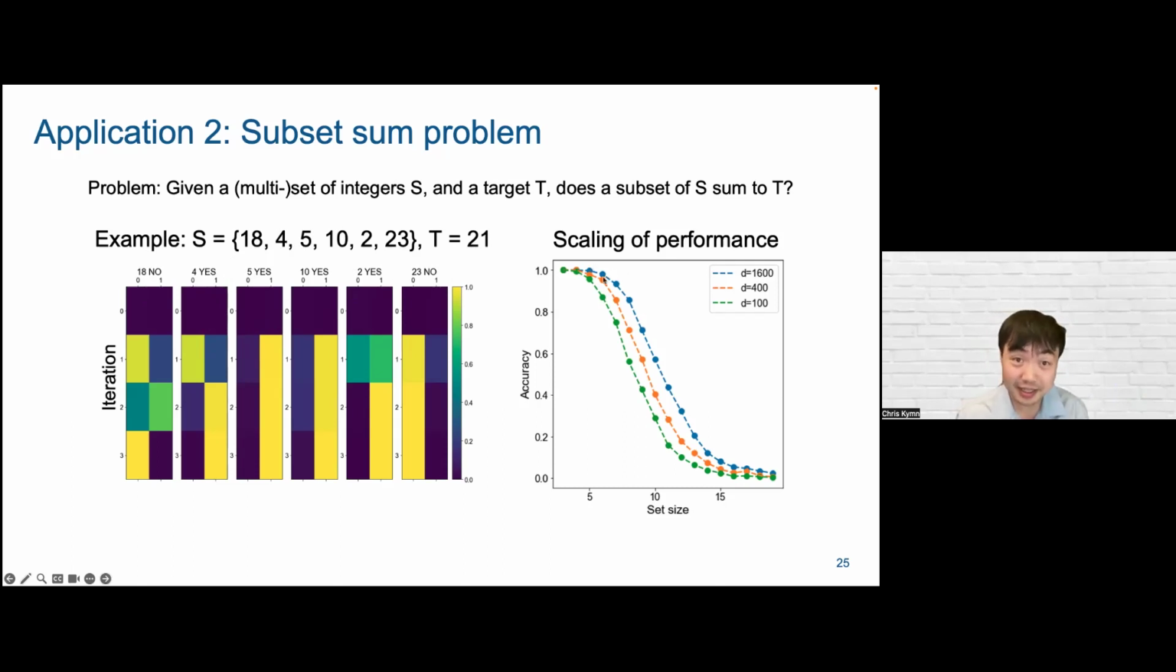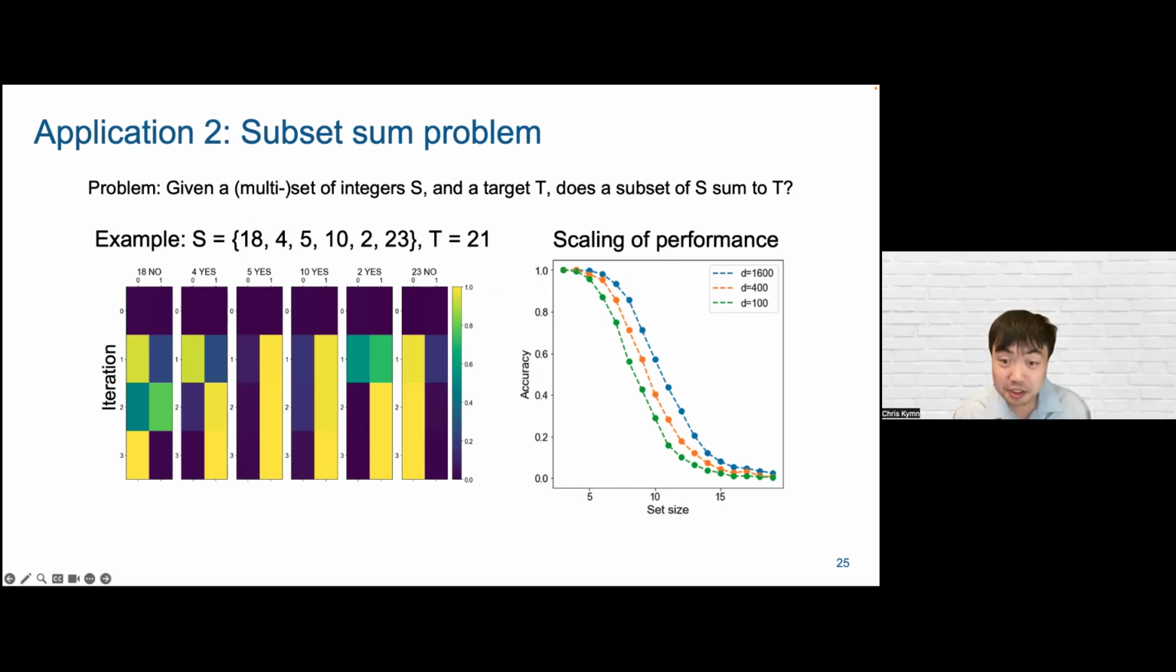And the nice thing is that if you look at the scaling of performance with the set size, as you increase the set size by 1, the search space over this problem is doubling in size, because now you have an additional choice of whether to use that element or not. And so this is a very difficult kind of problem. But nevertheless, you can see that as you increase the vector dimension from something very small to something like 100, for example, to 1600, and then you can scale this up even higher, like 4096 or 10,000, the performance is gradually increasing.